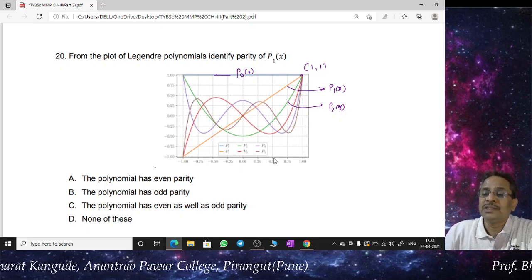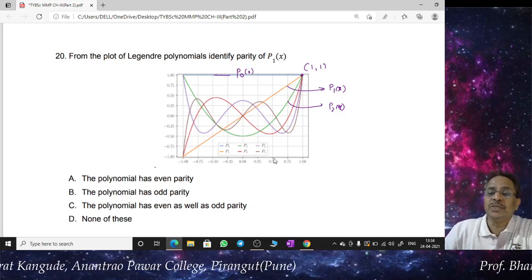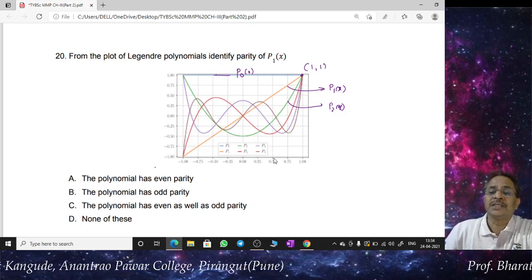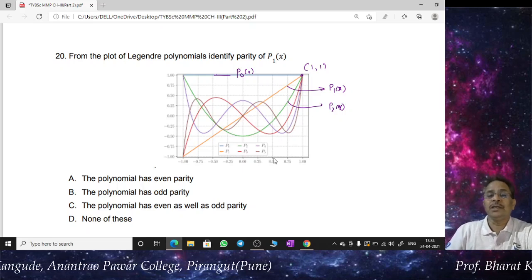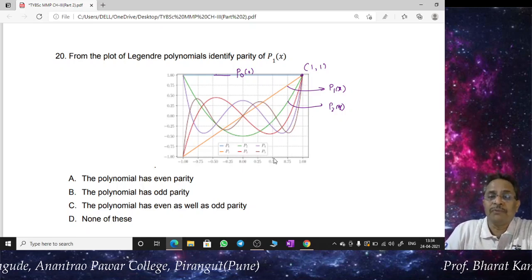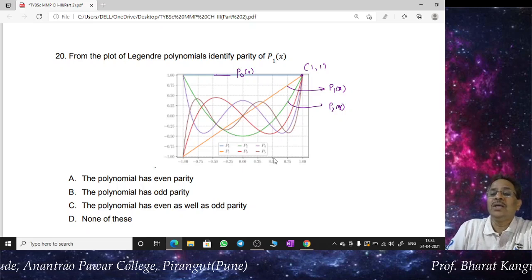So identify this is P2 of x, this is P1 of x, this is P0 of x, and the remaining is P3, etc. All these things can be calculated here. So we have to plot this graph. We have to find out the parity of P1 of x.